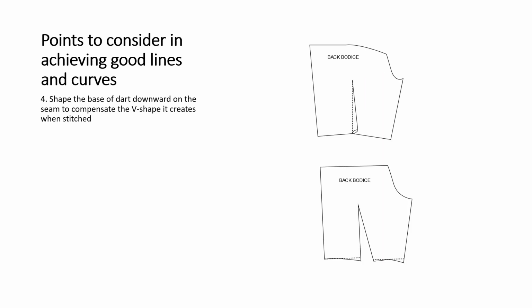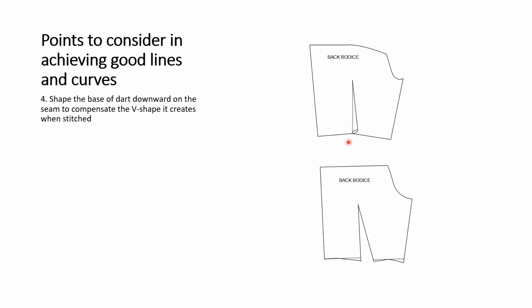Number 4, shape the base of the dart downwards on the seam to compensate the V shape it creates when stitched. Now, the first figure above shows the back borders where the dart has been stitched, and because of that stitching, at the base of it you can see there is a V shape down here.